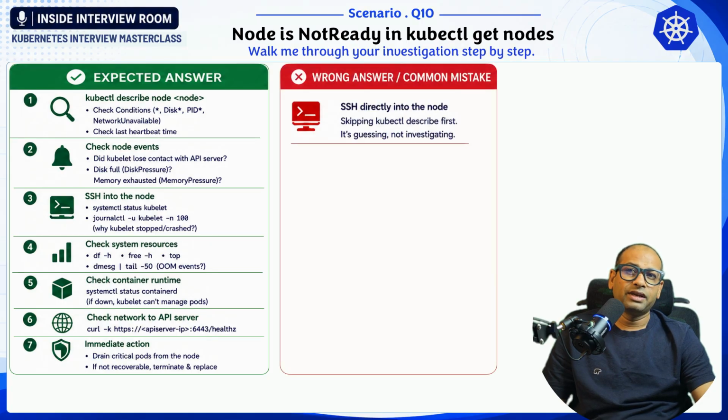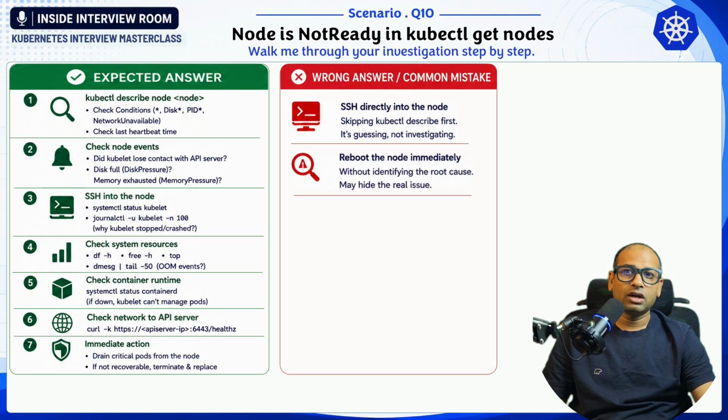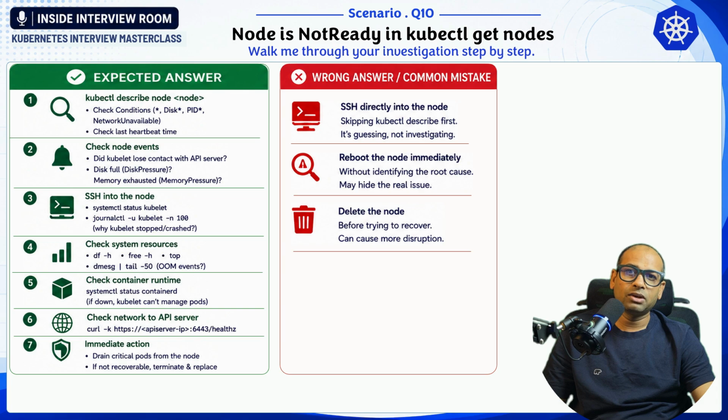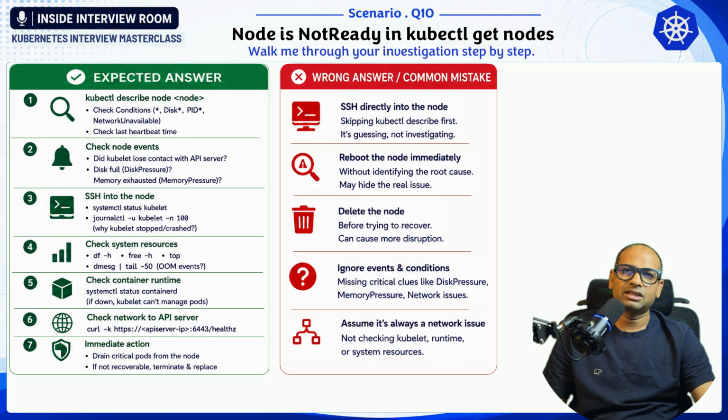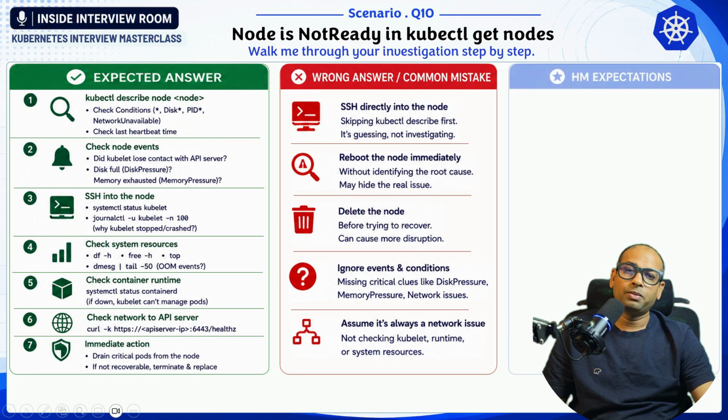The mistakes that fail this one: SSHing in and skipping kubectl describe, that's guessing, not investigation. Rebooting immediately, which can hide the real cause forever. Deleting the node before trying to recover, more disruption, not less. Ignoring the events and conditions, where disk pressure and memory pressure are often sitting in plain sight, and assuming it's always the network without ever checking the kubelet, the runtime, or disk. Systematic beats lucky every single time.